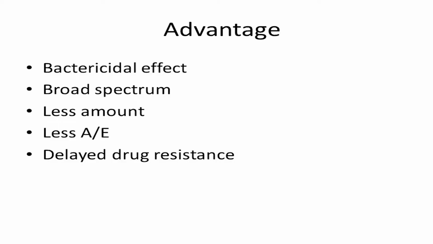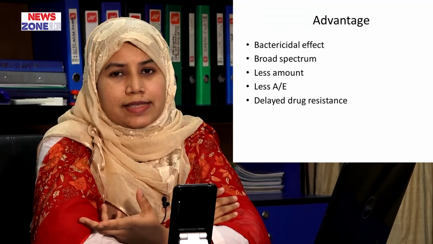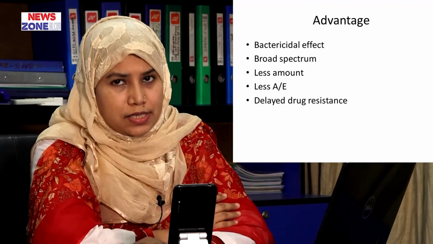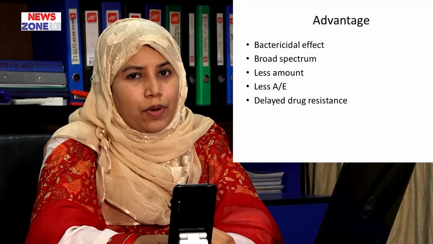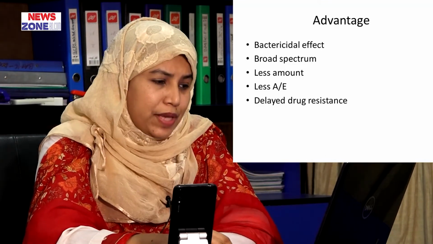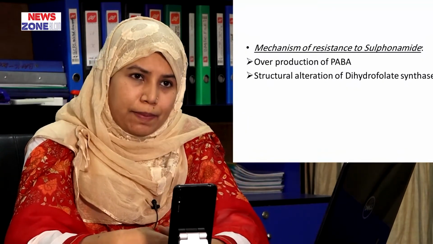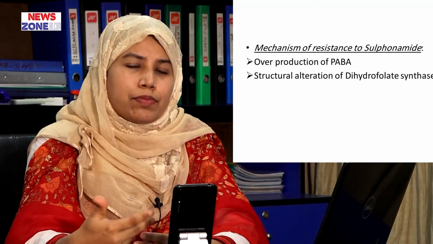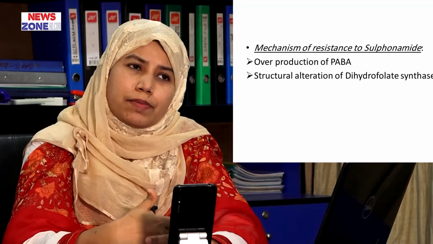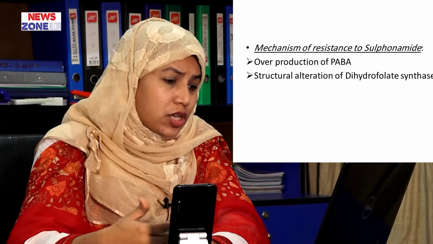It has a bactericidal effect, it is a broad spectrum antibiotic, a smaller amount is needed, fewer adverse effects occur, and also drug resistance is delayed. We know that drug resistance is a very important topic in case of antibiotics, because drug resistance is a very hot question nowadays, because doctors face many problems with antibiotic resistance. Then how does this resistance develop? In sulfonamide, overproduction of PABA, the bacteria produce a high amount of PABA that may cause resistance to this drug, and also structural alteration of the dihydrofolate reductase or synthetase.